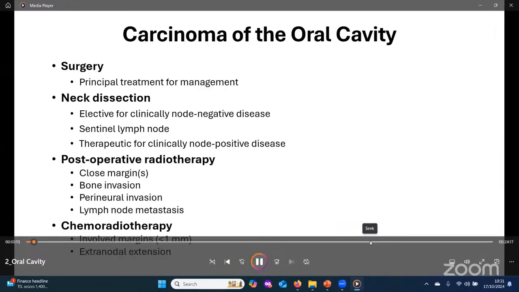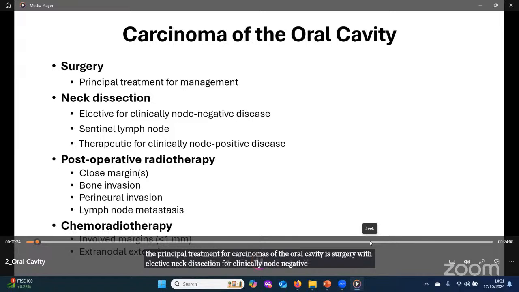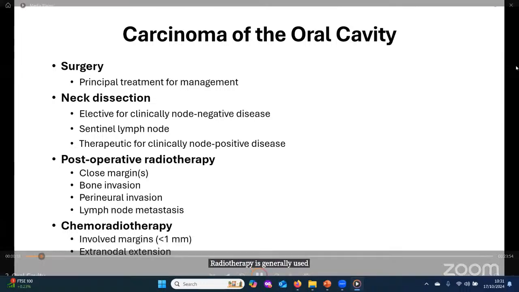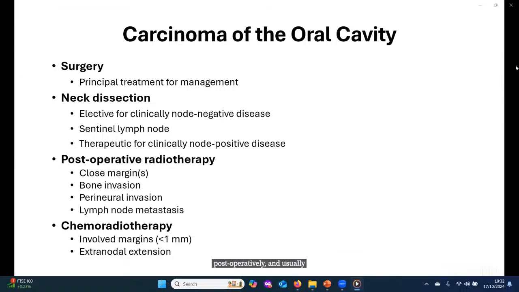The principal treatment for carcinomas of the oral cavity is surgery with elective neck dissection for clinically node-negative disease, although small tumours may undergo sentinel lymph node biopsy, whereas a therapeutic neck dissection is provided for those with neck-positive disease. Radiotherapy is generally used postoperatively and usually as a consequence of close surgical margins, bone invasion and lymph node metastases, whereas chemoradiotherapy tends to be more common in those with involved margins, which is usually considered less than 1 millimeter or in extranodal extension.